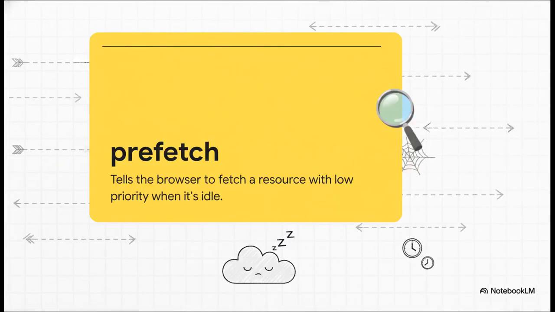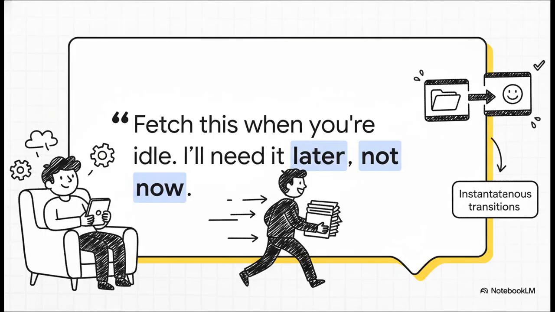Okay, now let's look at its sibling, prefetch. This one is the total opposite when it comes to priority. It's a low priority, hey, do this when you have a spare moment kind of request. It all happens quietly in the background. Prefetch is kind of like telling an assistant, hey, when you have a free second, could you go ahead and grab the files for my next meeting?